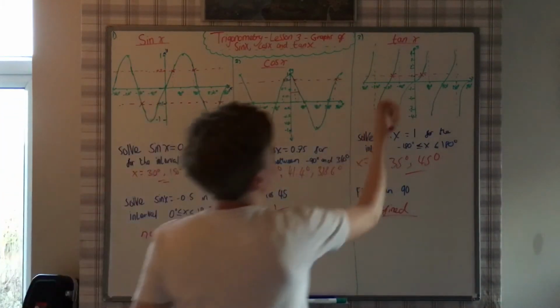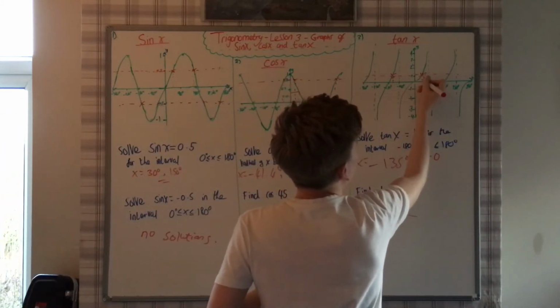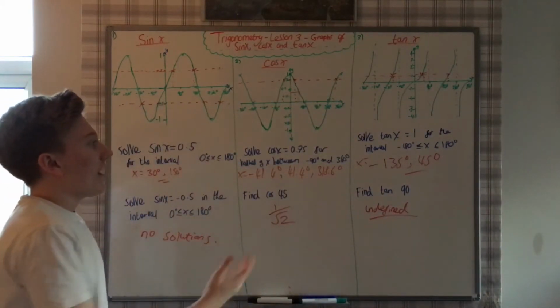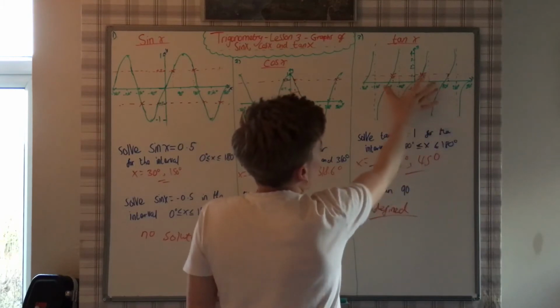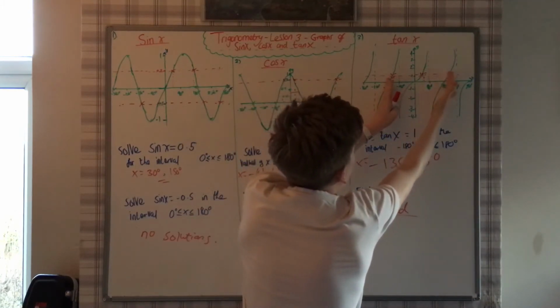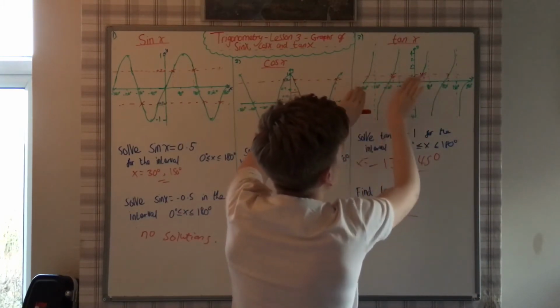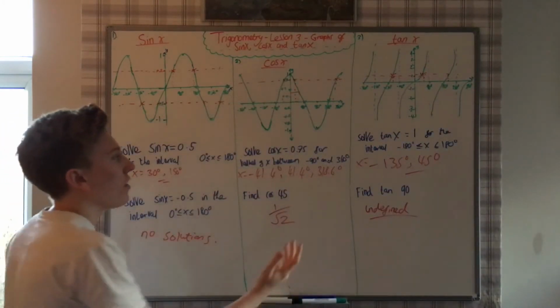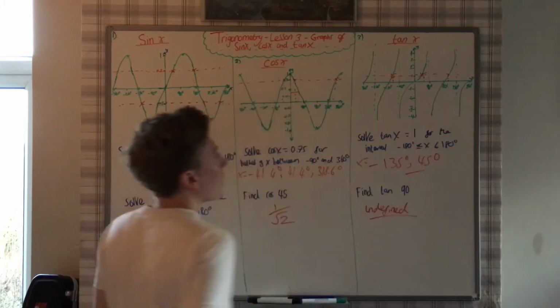And again, the same thing, you just draw a line down to the x-axis and read off the value here, and they're your solutions. And again, it's between minus 180 and positive 180, so we're only looking at these values in between here. There will be solutions in both directions, but again, there's an infinite number of solutions, so it's important we look at the interval.